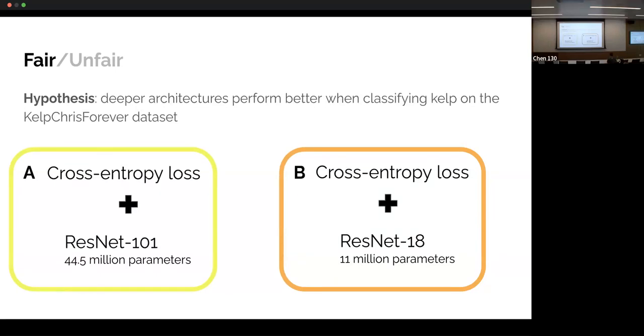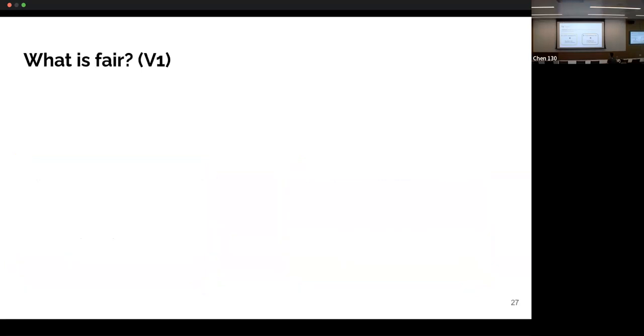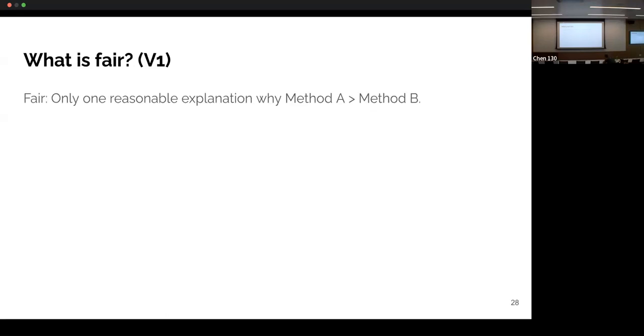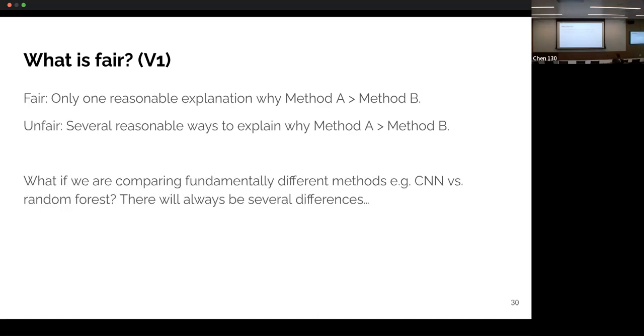Or I can have a different question where deeper architectures perform better on the data set, and then I will keep the loss the same but change the architecture. So this is one concept of what is fair. Fair is that there's only one reasonable explanation why method A is better than method B. I can't have multiple explanations for method A being better. And this is sometimes hard to suss out.